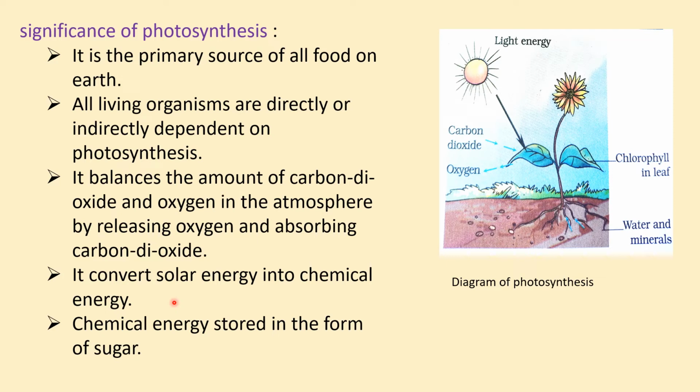So carbohydrate is a chemical structure, so that solar energy is converted into chemical energy. Then the chemical energy is stored in the form of sugar. I already told that carbohydrate or sugar is the chemical structure, so that is stored after photosynthesis in the plant body. This is the diagram of photosynthesis.